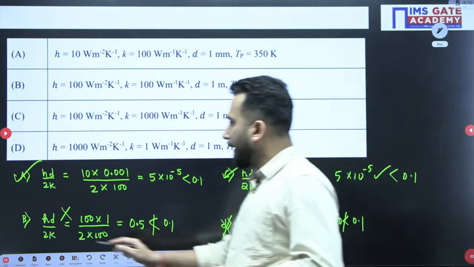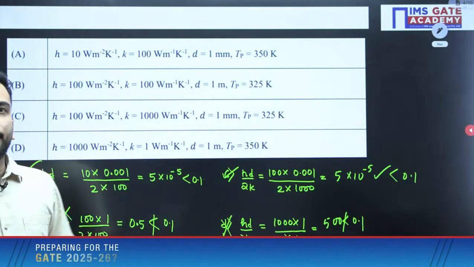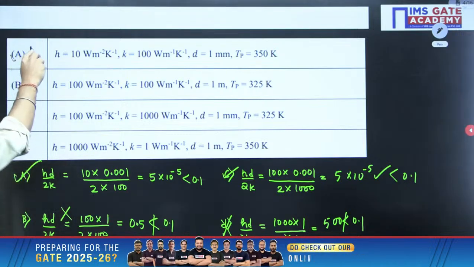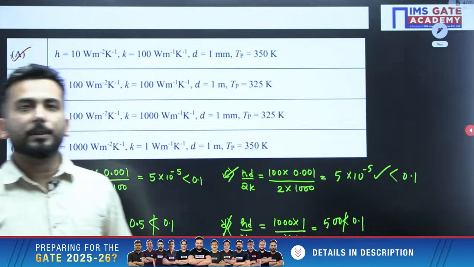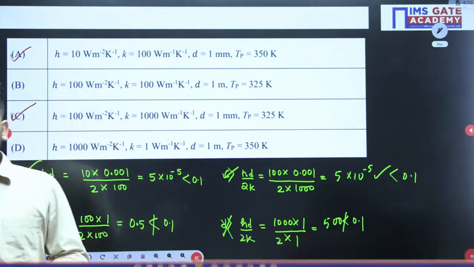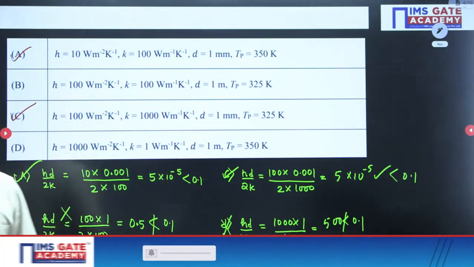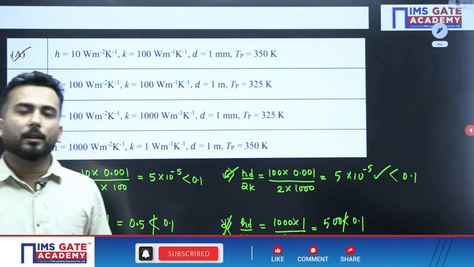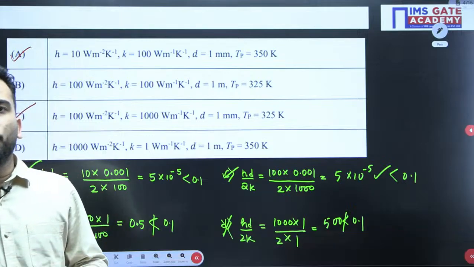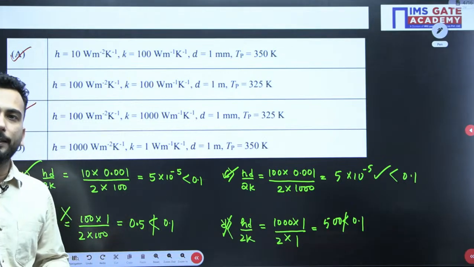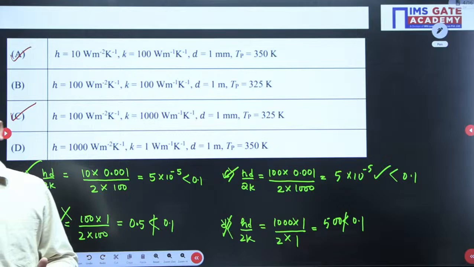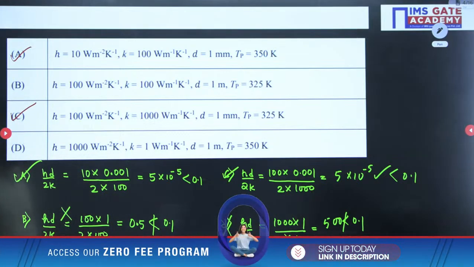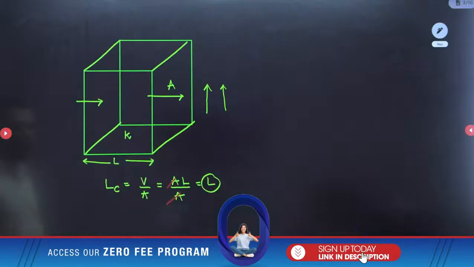So in this case, A and C are the correct answers. So yes, it's an MSQ, and this is your final answer, right? So I hope you got the concept. Lumped analysis is very important. It falls under transient heat conduction, that is the unsteady state, and please do this topic, right? Okay, A and C are your correct options.